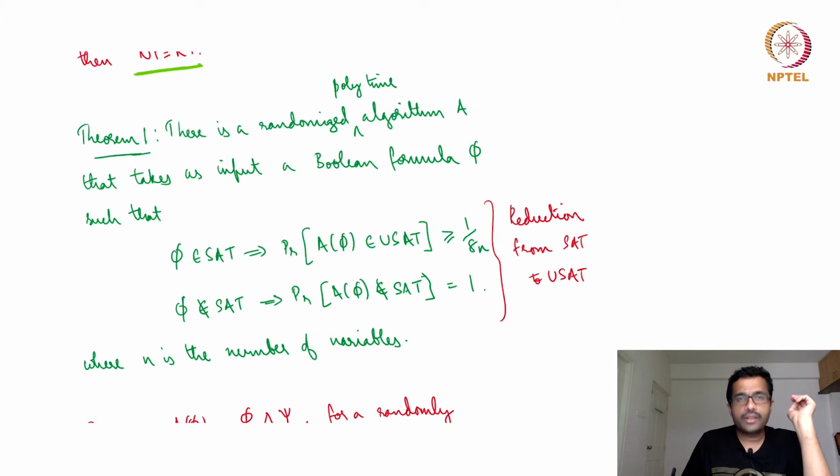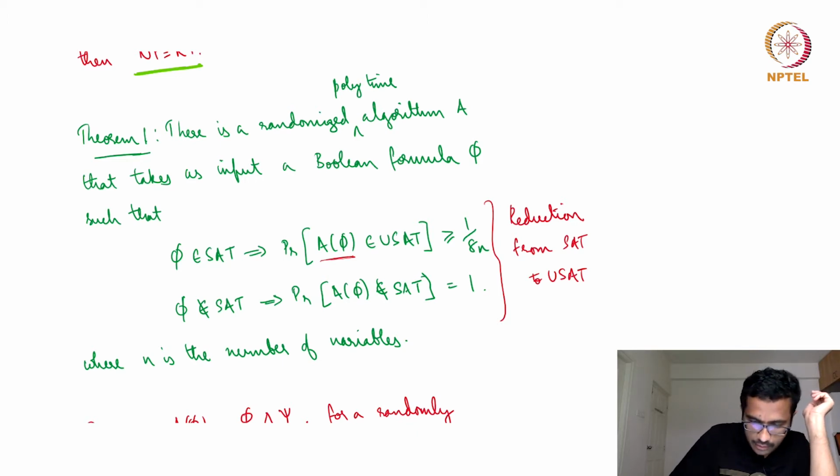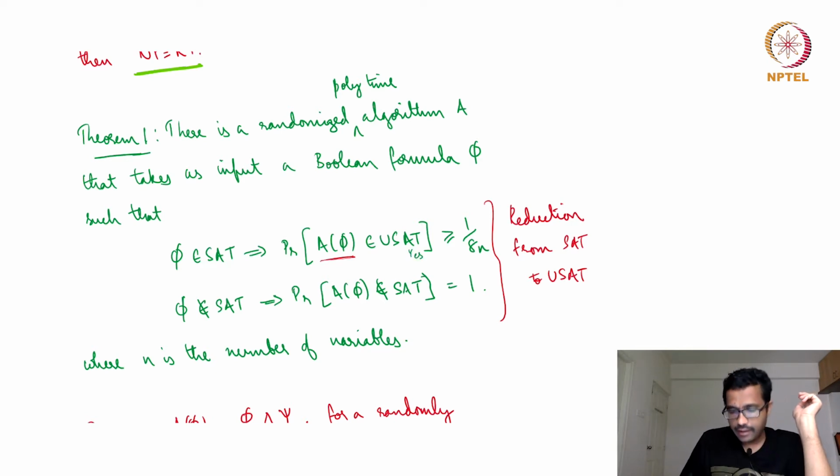So what does it do? It takes phi, a Boolean formula, as input and produces A phi. If phi is satisfiable, then A phi will be in the yes instance of unique satisfiability. So this is USAT yes. And if phi is not satisfiable, then A phi will not be satisfiable. When I say unique satisfiability yes instance, it means A phi will have exactly one satisfying assignment.